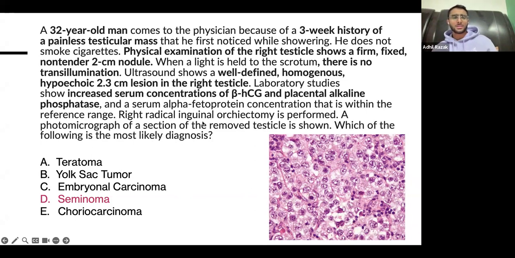All right, so a right radical inguinal orchiectomy is performed. They took it out pretty much, and this is what it shows. And this patient has seminoma. PALP, yes, that's what it is. It's placental alkaline phosphatase. And the image you see right here is very characteristic. You call this fried egg appearance for seminoma. Just remember this image well. And this presentation, increased beta-HCG, increased PALP, seminoma. There you have it. There's a lot of fried eggs.